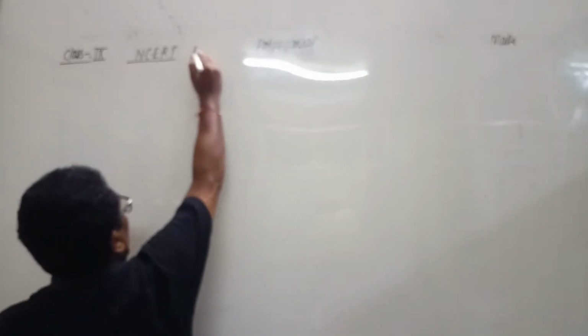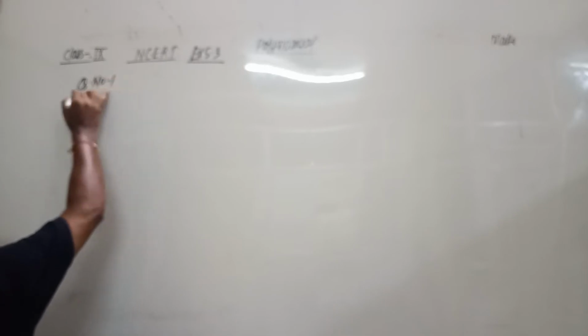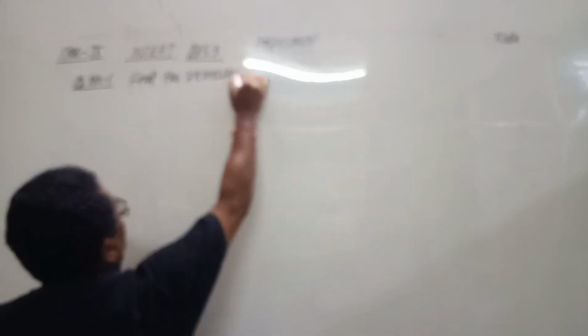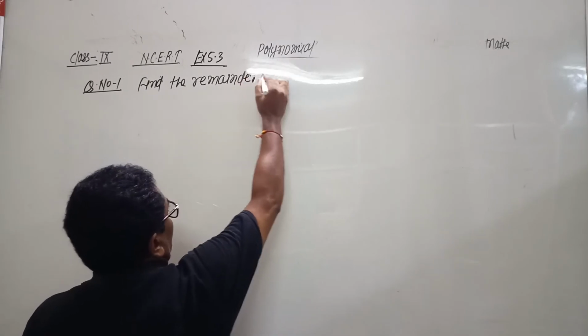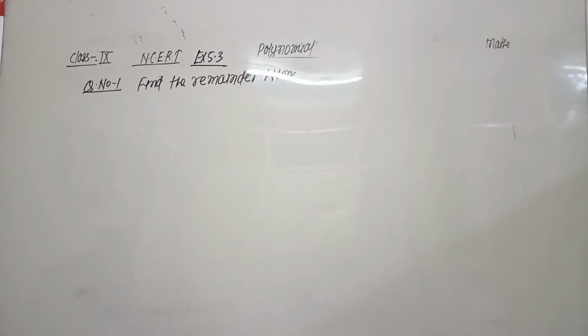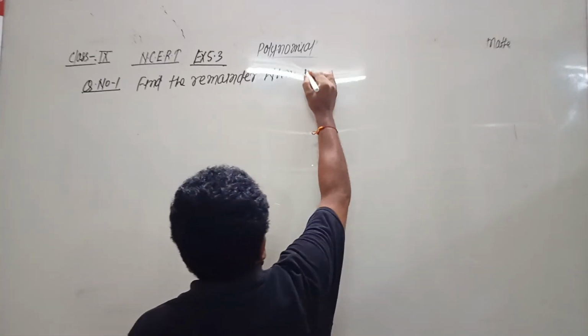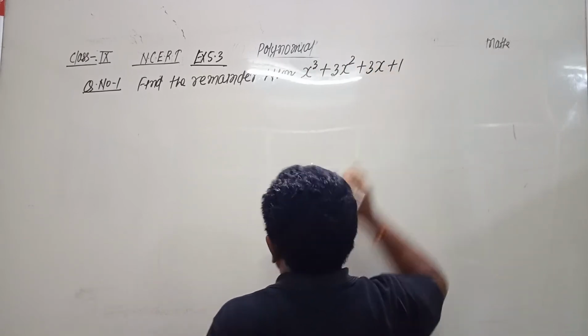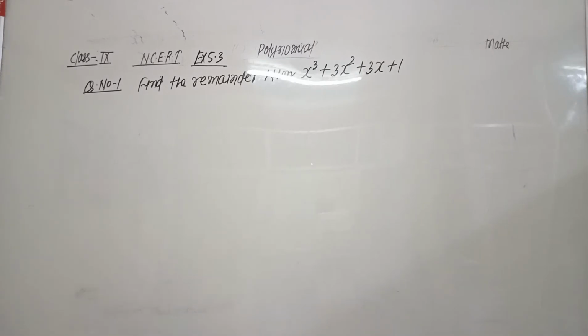Let us see exercise 5.3. The first question is find the remainder when x cube plus 3x square plus 3x plus 1 is divisible by x plus 1.